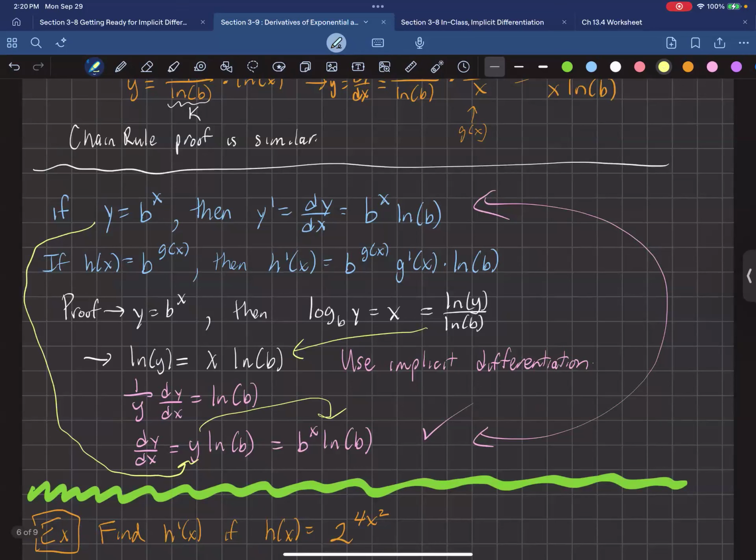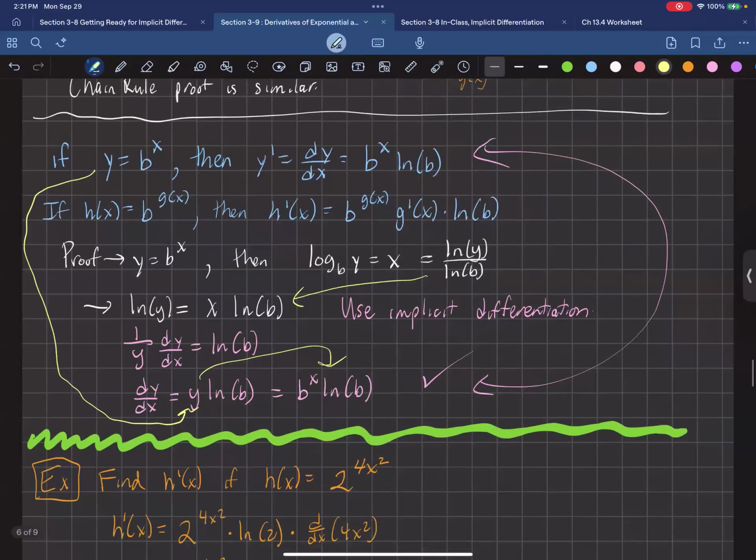Let's find h prime of x if h of x equals 2 to the 4x squared. That's at base 2, so we're going to have an ln of 2 when we take the derivative. And then we've got to take the derivative of the exponent. So d/dx of 4x squared, that would be 8x.